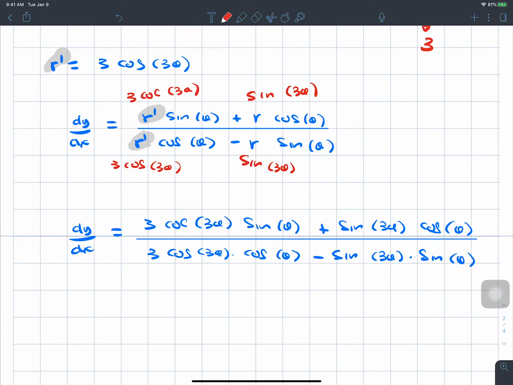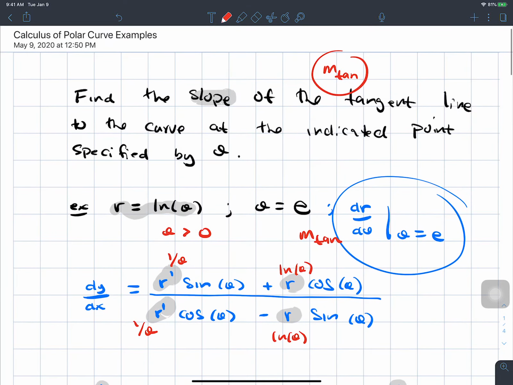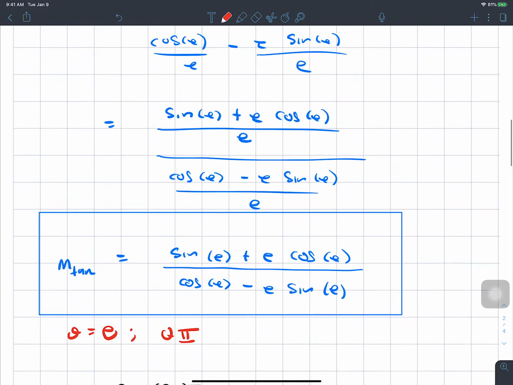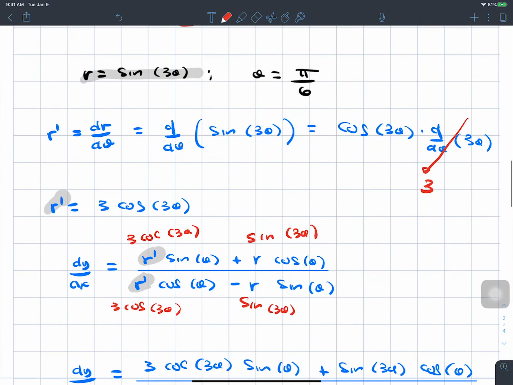Because again, they want the slope of the line tangent to the curve at an indicated point specified by this angle theta here. Same question, we need M tangent. So M tangent, we have to plug in theta is pi over 6, right? Did they say? Yeah, theta is pi over 6. Let me double check.